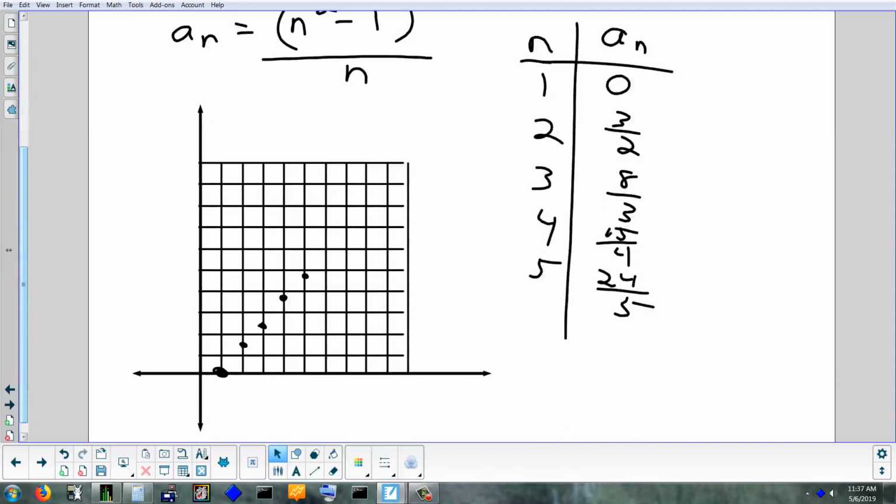We're not really interested in graphing sequences that much. We mostly want to find the formula. But if you wanted to graph, that's how you do it. Any questions on that?